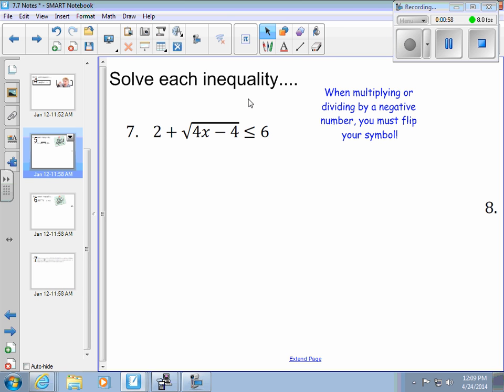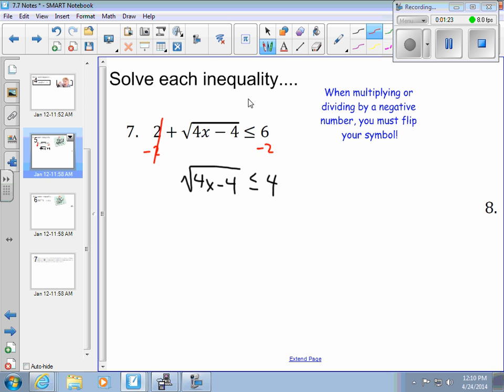So let's try this one out. We want to get this x alone. So our first job is to get this 2 out of here, and we can do that by subtracting 2 from each side. And that cancels it out. So what we have left here is square root of 4x minus 4 is less than or equal to 4. All right? Well, we're getting closer now.